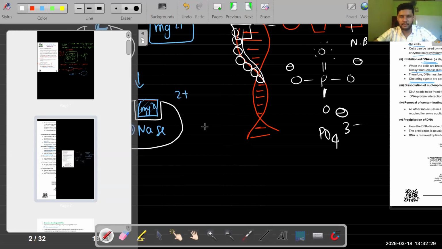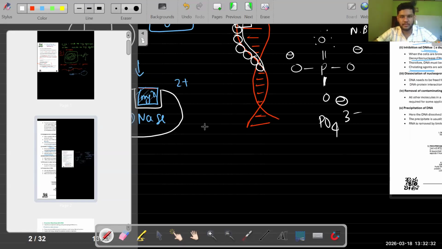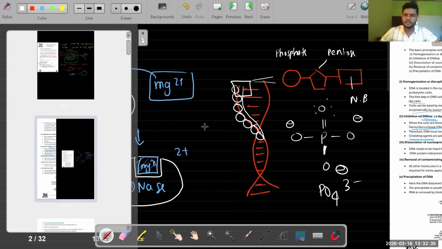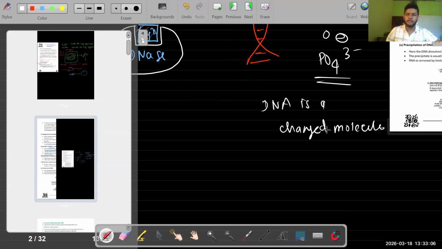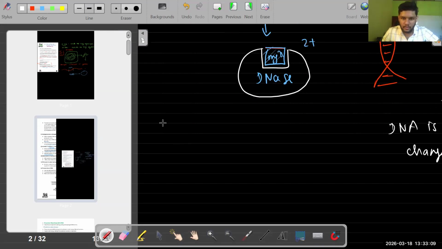Yes. Now tell me, is DNA a charged molecule or uncharged molecule? If you see pentose, no charge. Nitrogenous base, no charge. Phosphate, does it have a charge? Yes, phosphate has a charge. What type of charge? Minus 3. So phosphate is an anion. Only due to the presence of this phosphate, DNA is a charged molecule. Right?